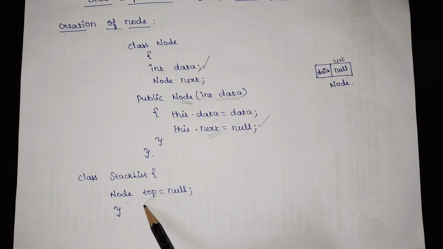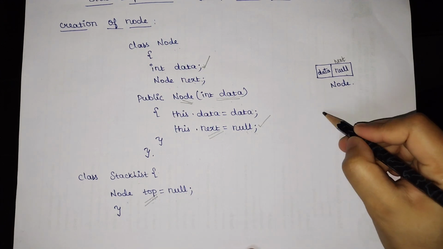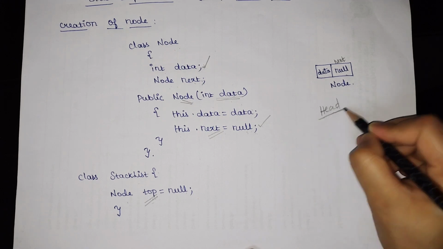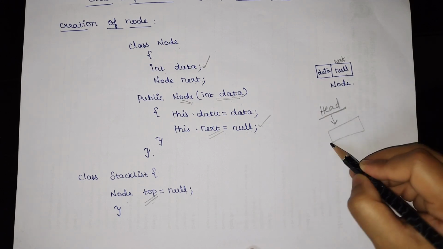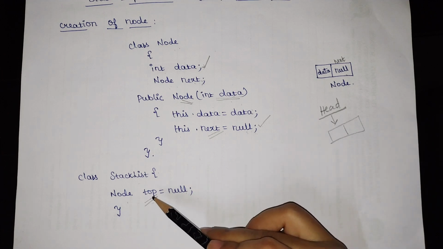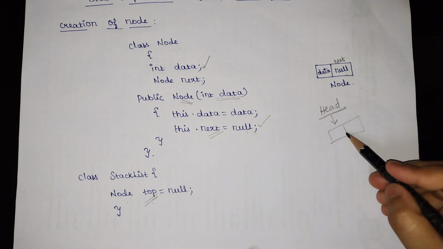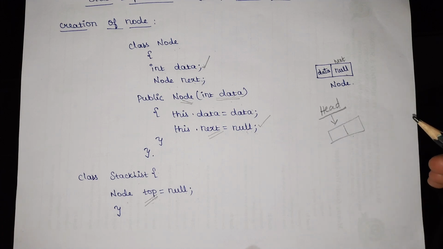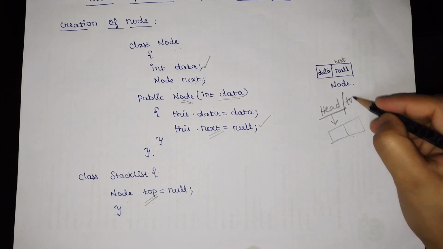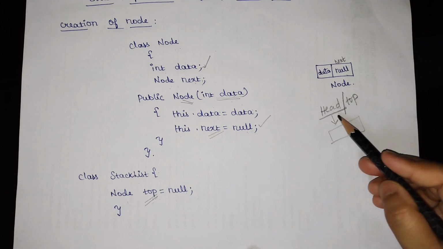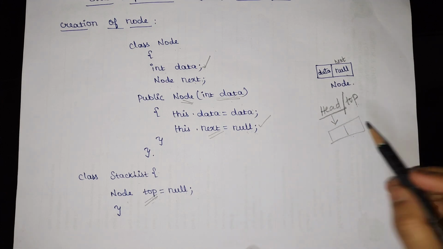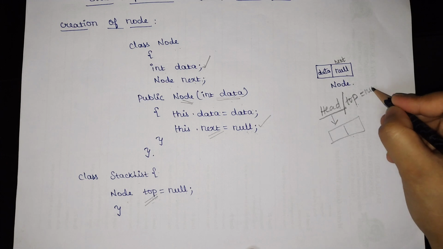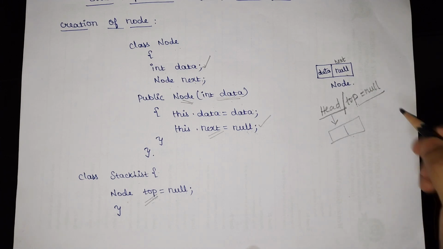And if you see here, this top is the same as the head node which we used in the linked list. The head node always points to the first node in your list. In the same way, here we have top, which always points to the first node of your linked list when you're going for stack implementation. So the head node is nothing but the top node here in the stack. We refer to it as the top node, and it always points to null when your stack is empty. That is the initialization done here.